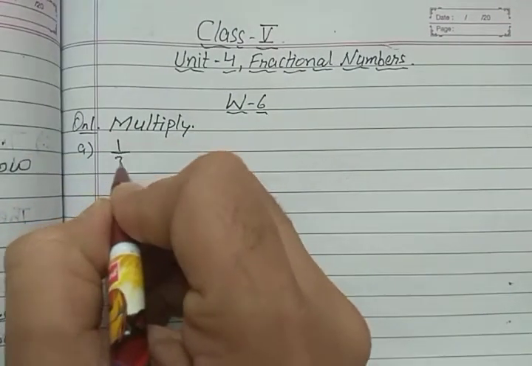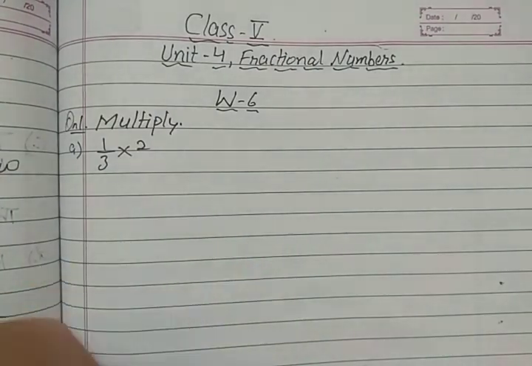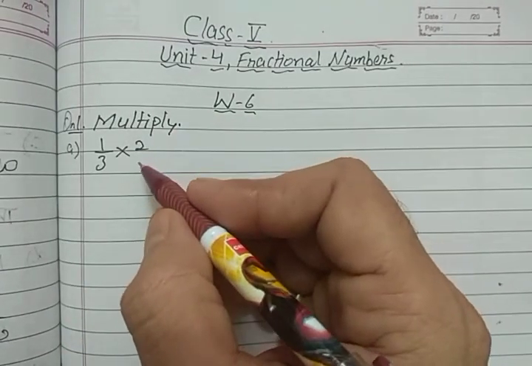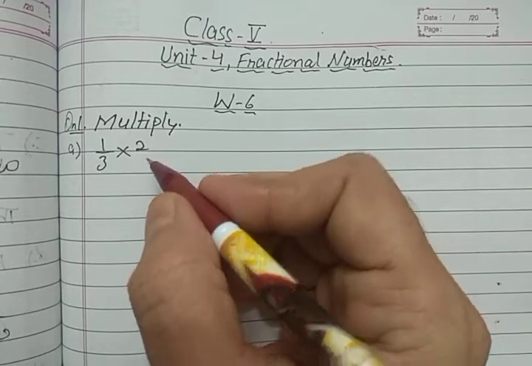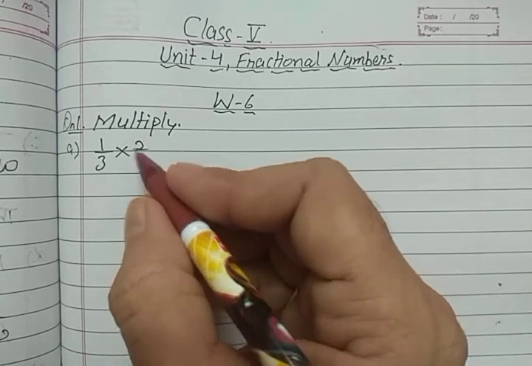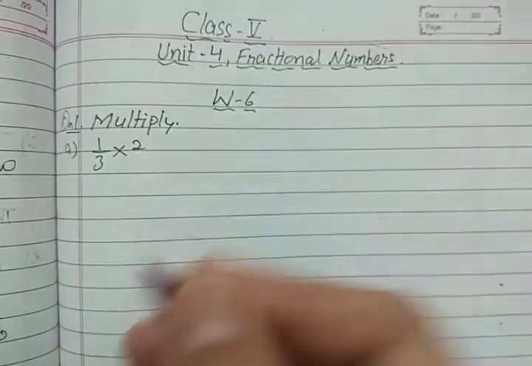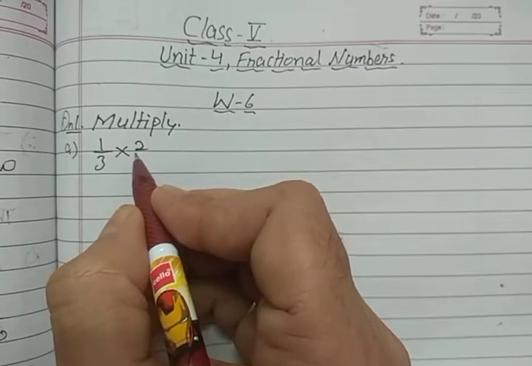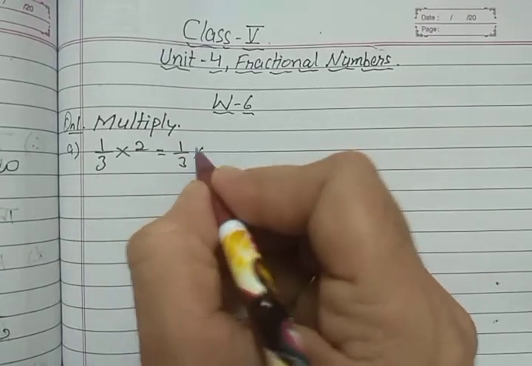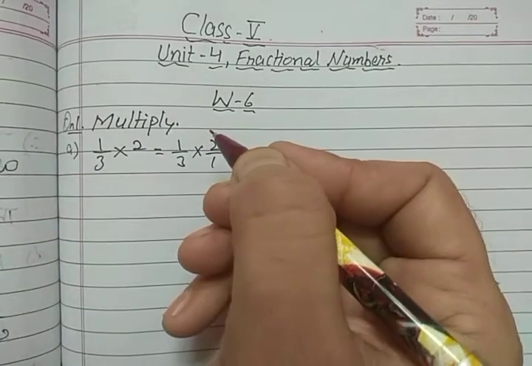First question is 1 upon 3 multiplied by 2. So I have already told you that for a whole number, if we ever want to make it a fraction, we put 1 below it, and it makes no difference. So it is up to you whether you want to write 1 as a denominator or multiply it directly. If you want to make it easy for yourself, you can write it like this also. Now it becomes easy for you to multiply. If you want to do it directly, you can do that as well.